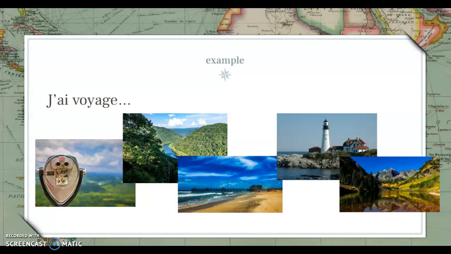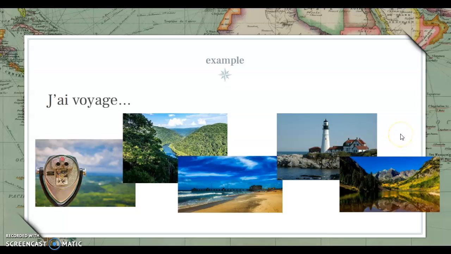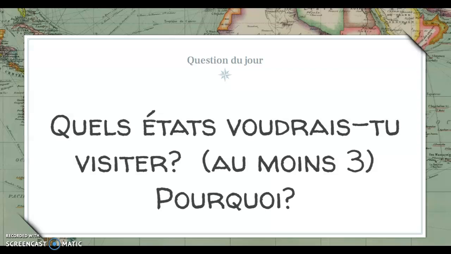So an example of that would be, whoops, there should be an accent here. J'ai voyagé. Moi, j'ai voyagé dans le Tennessee. J'ai voyagé en Virginie occidentale. J'ai voyagé en Caroline du Nord. J'ai voyagé dans le Maine et j'ai aussi voyagé dans le Colorado. Oui? So, au moins 5 endroits. You don't need to put pictures, although you can if you'd like to, but you do need to spell it out. Write those out en français.